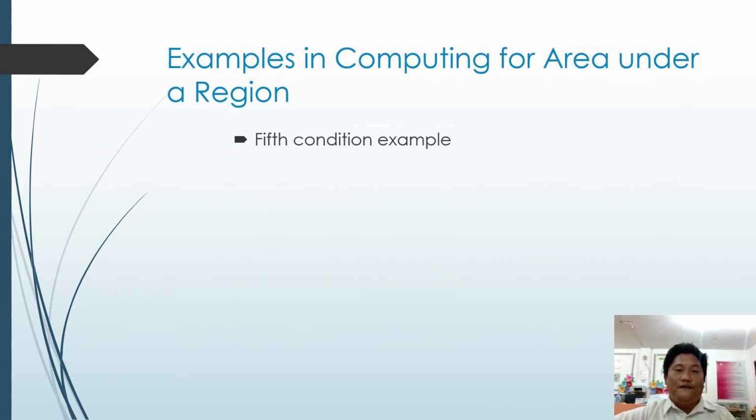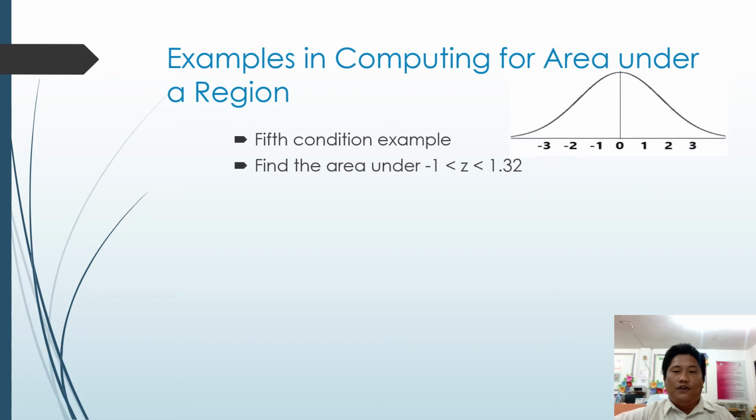Moving on, we have here the fifth condition example. If z is in between two values. Find the area under z is greater than negative 1, but z is less than 1.32. So in our standard curve, we'll try to locate the two values. The two blue lines represent negative 1 and 1.32. And the area that we're looking for is the area between the two lines.